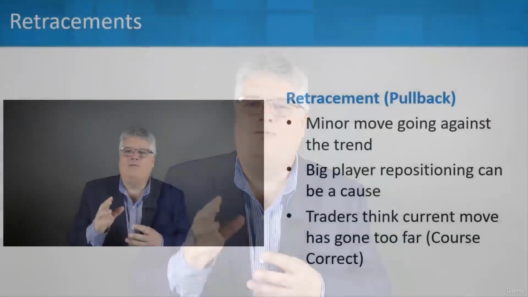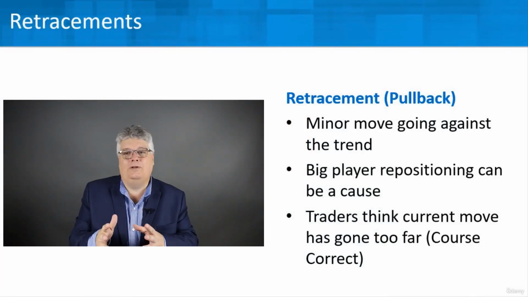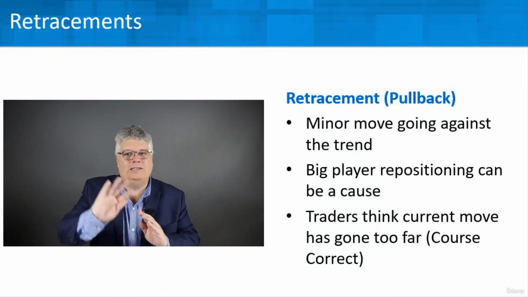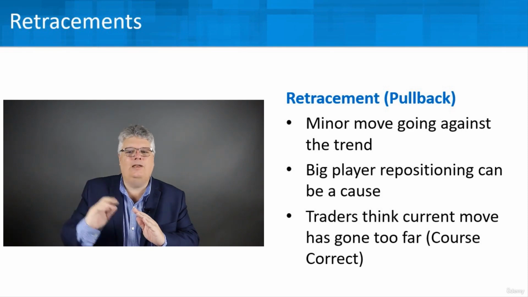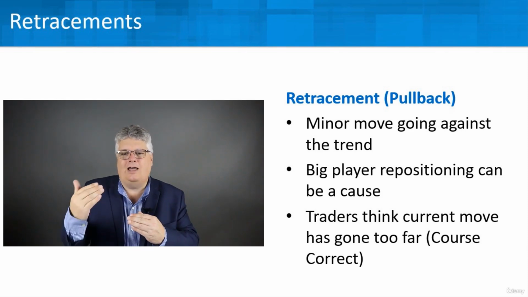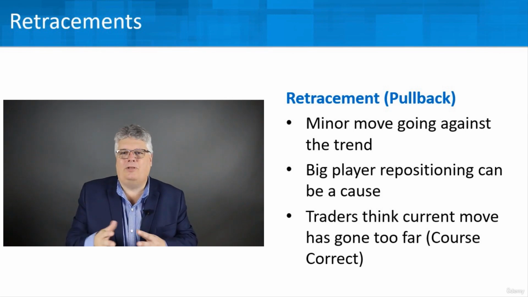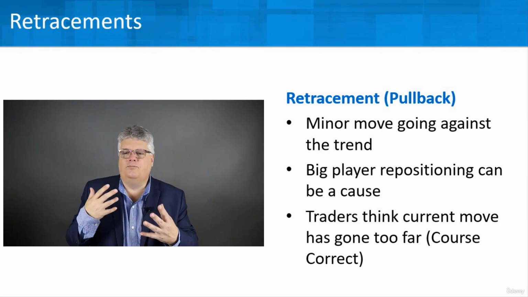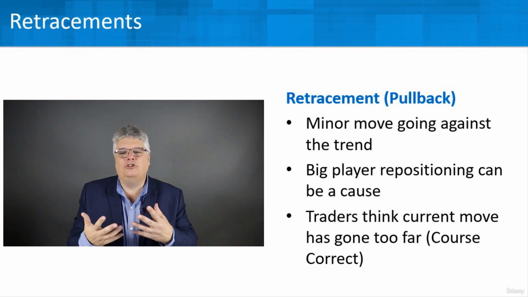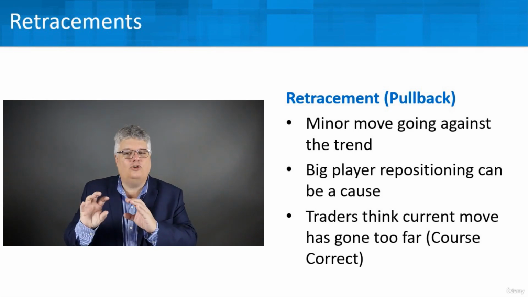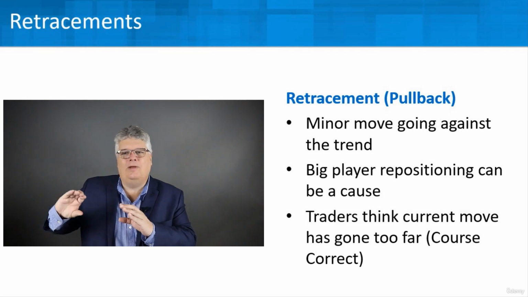When you see movement and there's a big announcement that might be related to it, you want to ask, is this really happening? Or is this just going to be a short-term thing that's going to come back and pull back? In fact, we call that pullback a retracement. The breakout is where it breaks out and is now forming a new type of trend. A retracement is a minor move going against the trend, and then it's going to come back, like that big player repositioning. If traders think a current move has gone too far, they might have a little course correction or pullback, but then the trend might come back up again.